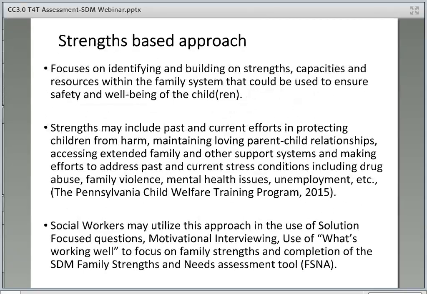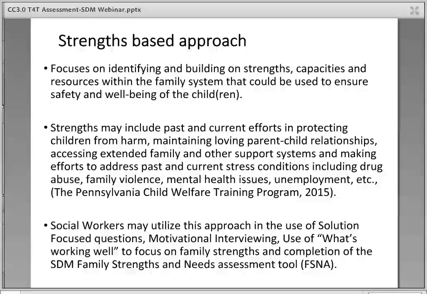A strengths-based approach is key to conducting a balanced assessment with families. In the past, child welfare traditionally looked at the things that were not working with the family. This approach focuses on identifying and building on strengths, capacities, and resources within the family system that could be used to ensure safety and well-being of the children. Strengths may include past and current efforts in protecting children from harm, maintaining loving parent-child relationships, assessing extended family and other support systems, and making efforts to address past and current stress conditions, including drug use, family violence, mental health issues, unemployment, and so forth.